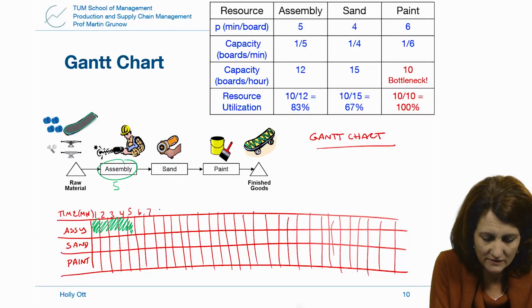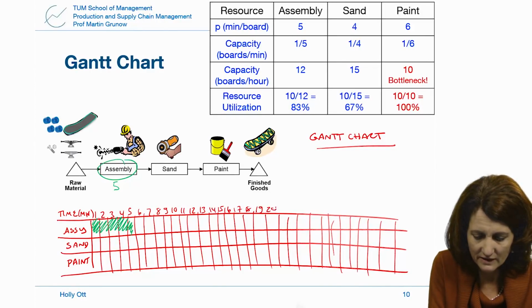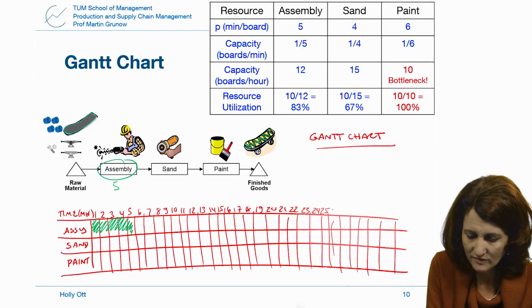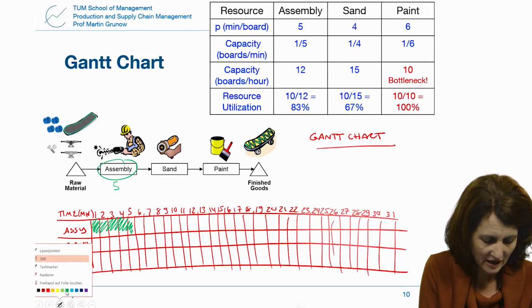5, 6, 7, 8, 9, 10, 11, 12, 13, 14, 15, 16, 17, 18, 19, 20, 21, 22, 23, 24, 25, 26, 27, 28, 29, 30, 31, und so weiter. That's your German for the day.